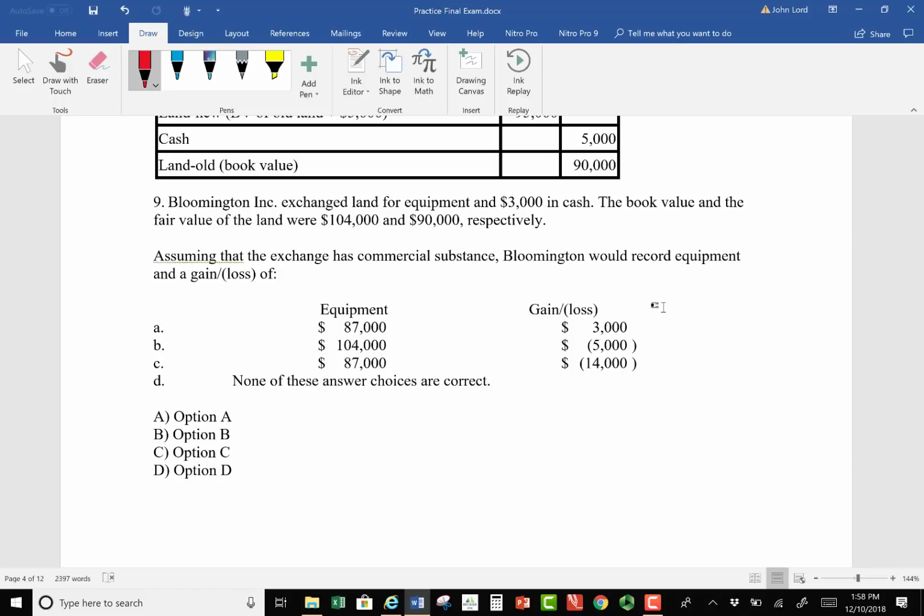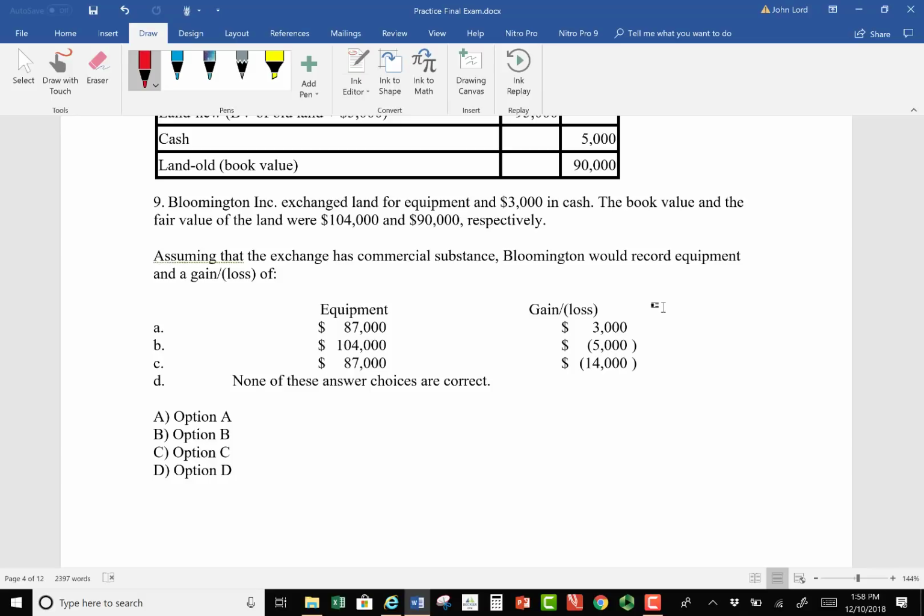Oh, let me say one thing. Remind you of one thing quickly. If a transaction lacks commercial substance and there's a loss, should I take it? Always take the loss, right? We only worry about commercial or not commercial substance relevant to whether we should take the gain or not, right? Okay. So anyway, let's look at this.